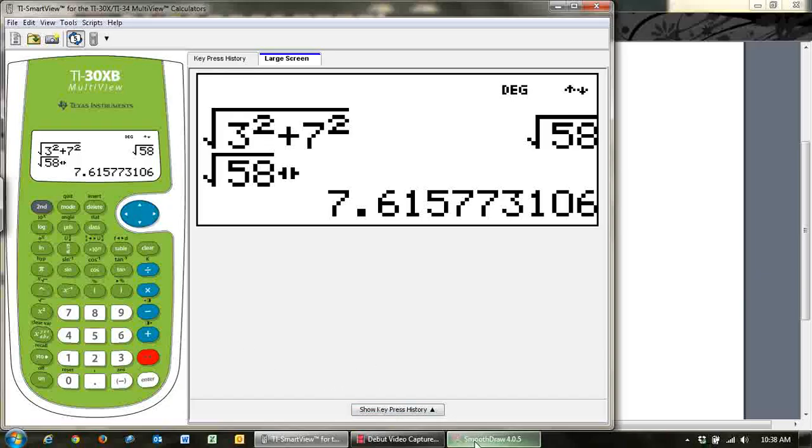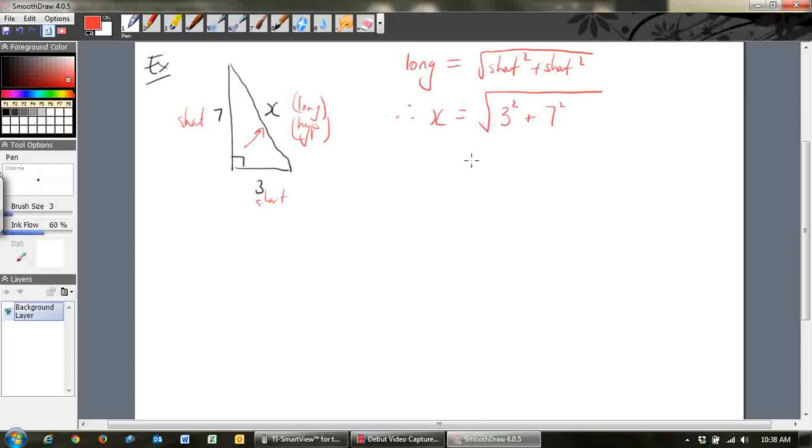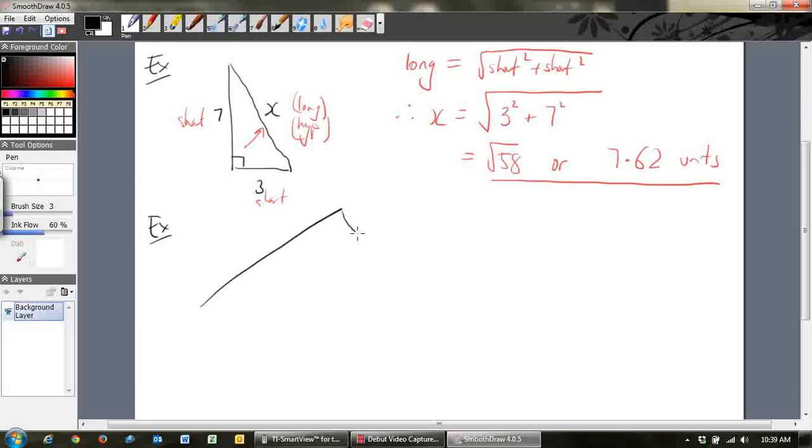So root 58 equals 7.62. The question didn't have units, there was no meters or centimeters or anything like that, so just units. And that's all there is to Pythagoras, it's just using those formulas. I'll squeeze another example in here, but that's basically the end of Pythagoras. It's very simple, but can be highly useful.